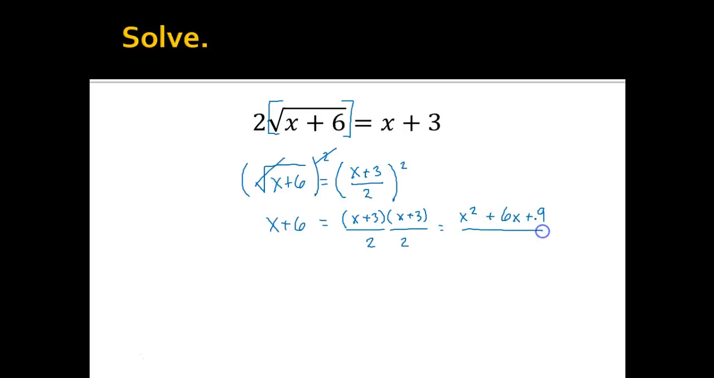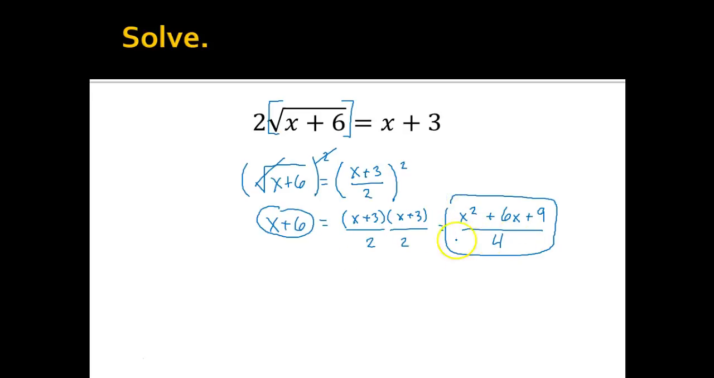So we do have our x squared and our 9, but we also have 3x plus 3x, which is 6x. And then on the denominator, 2 times 2 is 4. Okay, so if you can imagine, that is x plus 6 equals x squared plus 6x plus 9 over 4.